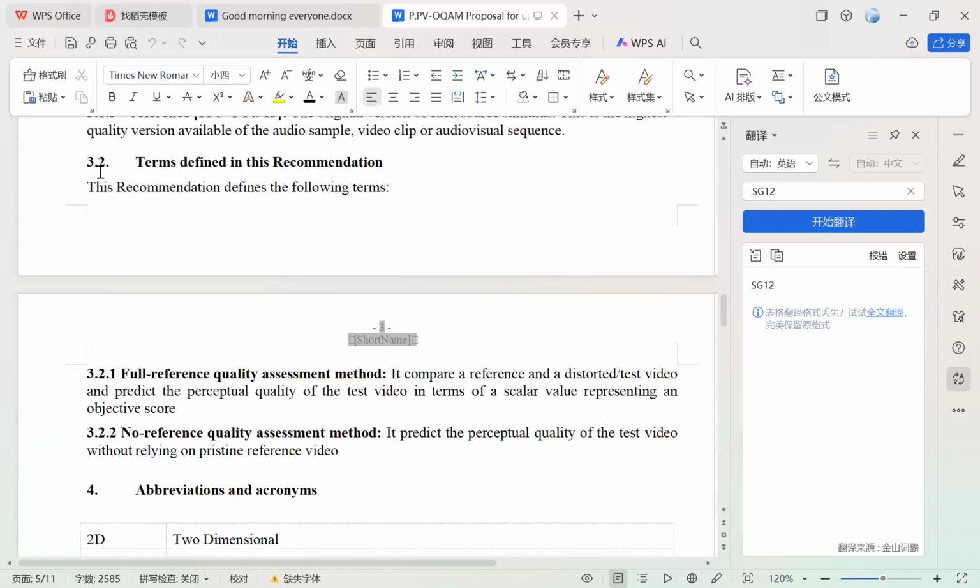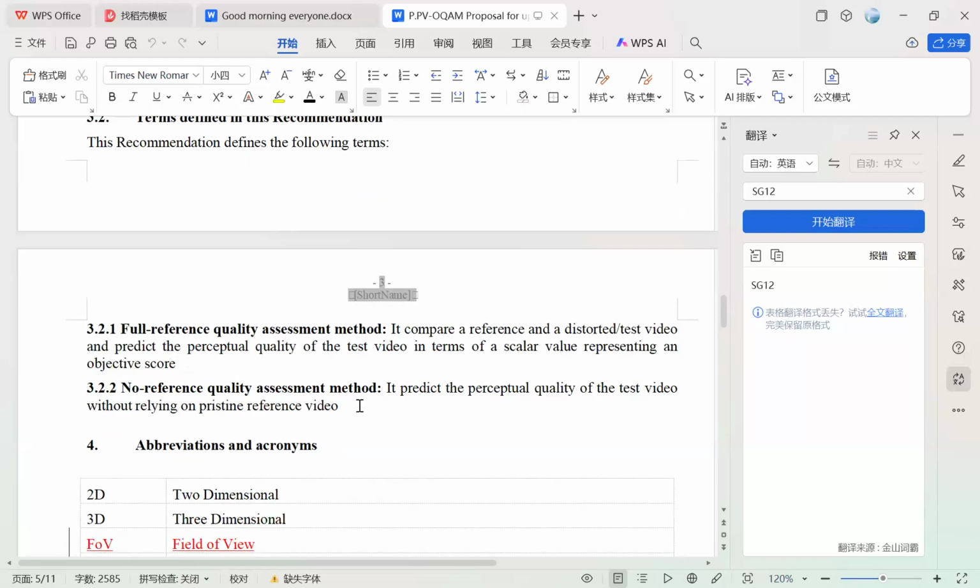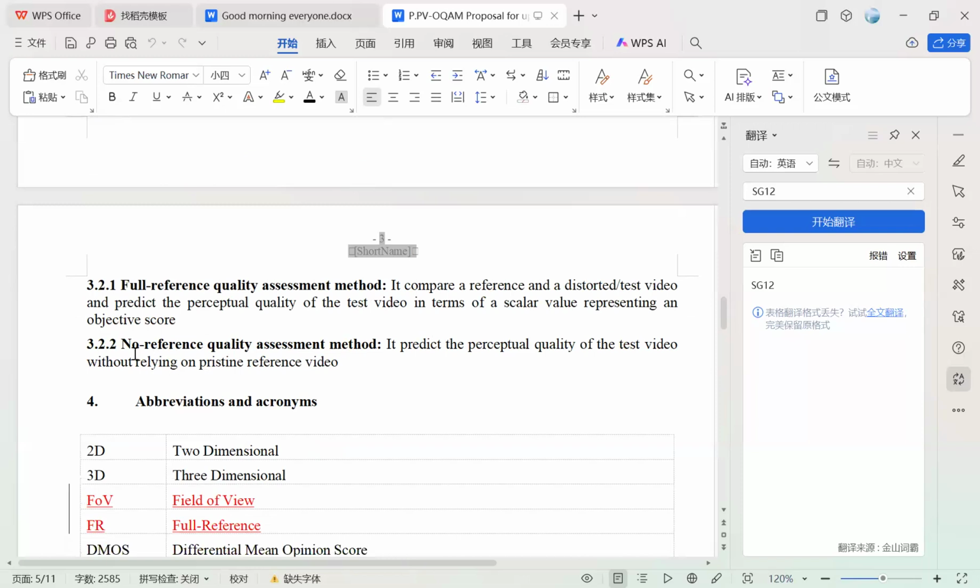And under 3.2 terms, full reference quality assessment methods compare reference and distorted video and predict the perceptual quality of the test video in terms of a scalar value representing an objective score. And we also define the no-reference quality assessment method, which predicts the perceptual quality of the test video without relying on a pristine reference video.